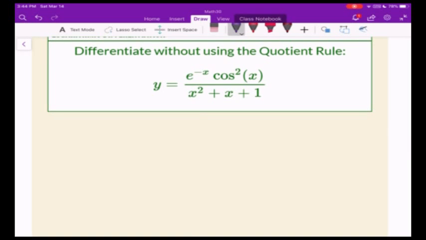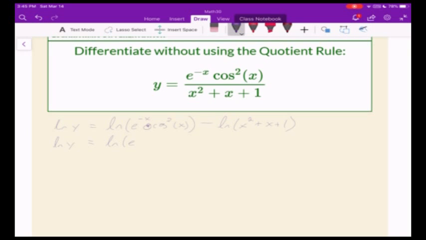All right, here's really where this logarithm log differentiation comes in handy. When these quotients begin to look really ugly, if I log both sides, natural log of y equals, and I'm going to skip right to the step of subtracting the two logs, the top and the bottom: e to the negative x cosine squared of x minus natural log x squared plus x plus 1.